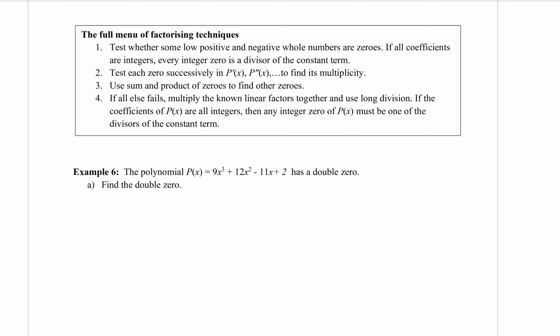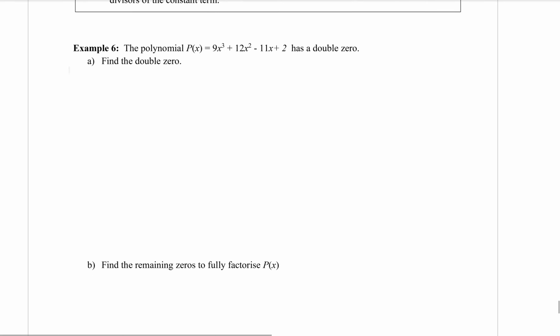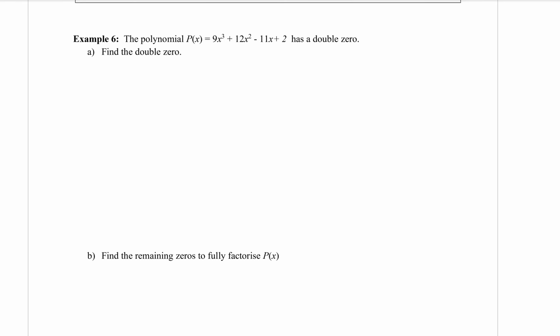So question 6. The polynomial has a double 0. First of all, we want to find the double 0. So we've been going for quite a while here. I'm going to tell you straight away, we'll be checking for factors of 2. If I sub in p of minus 2, I am going to get a 0. So that means that x plus 2 is going to be a factor.